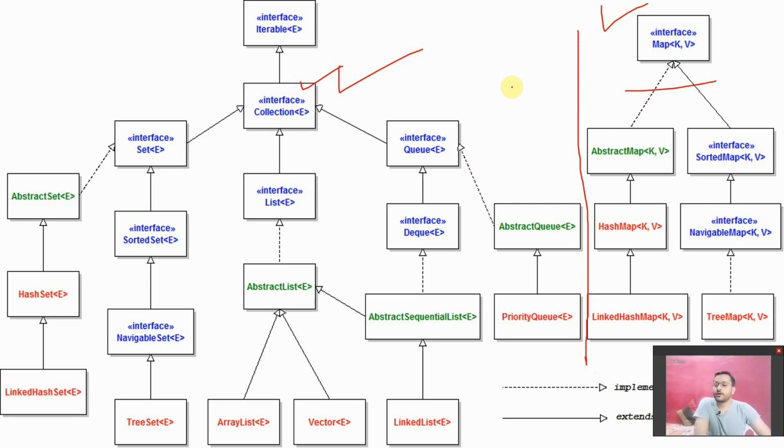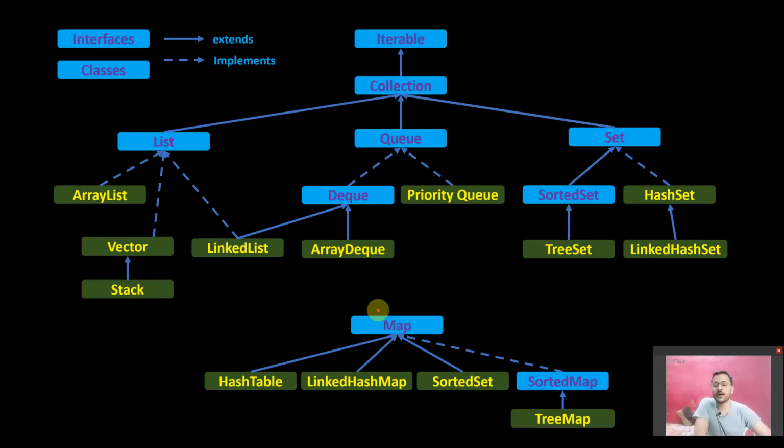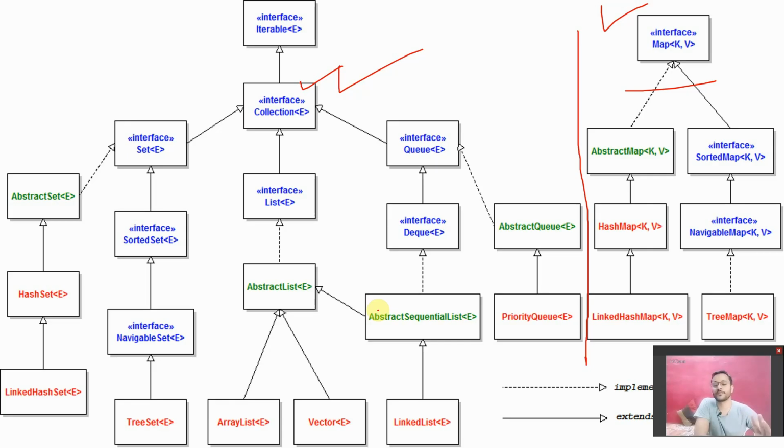This is really complex, so we will summarize it and first complete the summarized architecture, which is this one. Once we understand completely how all these classes and interfaces work, we'll come back to this one. I'm not saying we won't complete it; we will cover each and everything, like what AbstractList is, what AbstractSequentialList is, and what is in green.